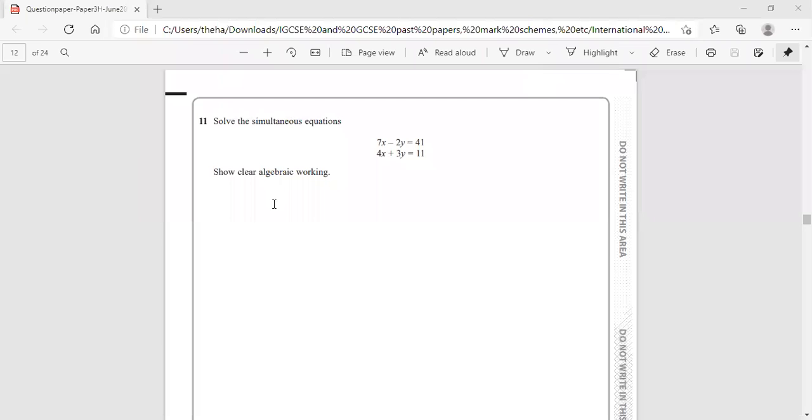So I'm just going to write out the two equations. 2y equals 41, then we've got 4x plus 3y equals 11. What we're going to do here is multiply the top and bottom by the coefficient on the other y. So here, there's 3 there, so we're going to multiply this equation by 3. We're going to multiply this equation by 2. We have to multiply every single part of the equation like that.